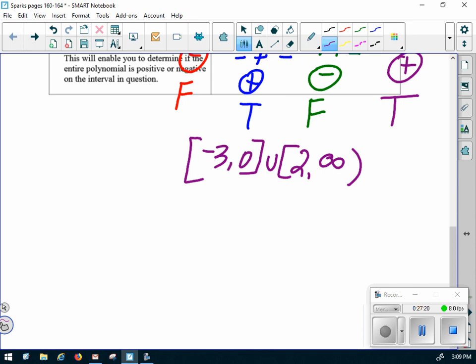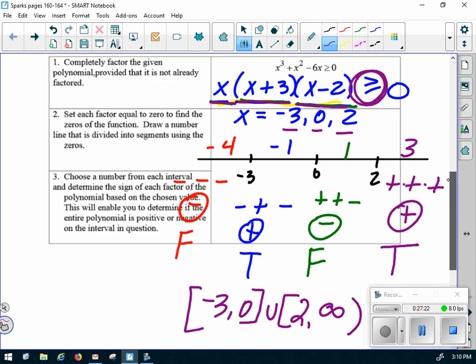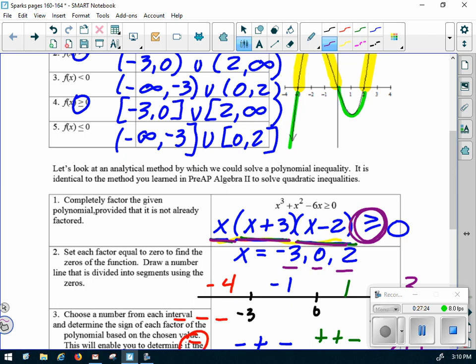And that should be the same answer that you got right here. You don't have to have the graph. Are you doing okay?